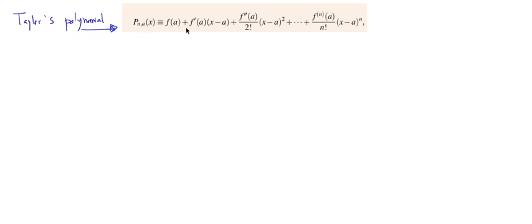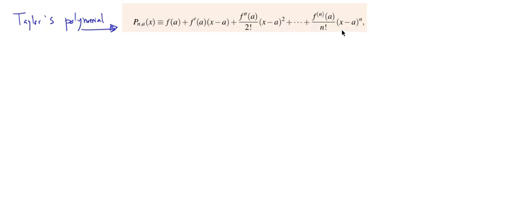the function at a plus the derivative of f at a times x minus a plus the second derivative of f at a divided by 2 factorial times x minus a squared plus, and so on, up until the nth derivative of f at a divided by n factorial times x minus a to the n, right? So where does this come from?